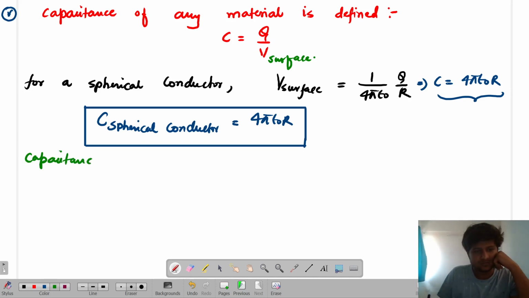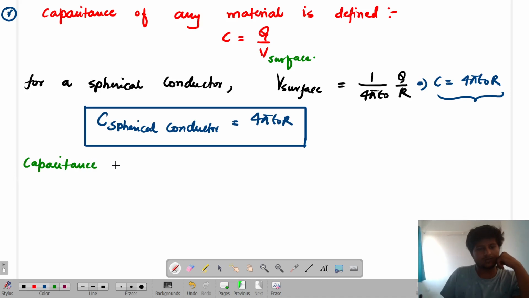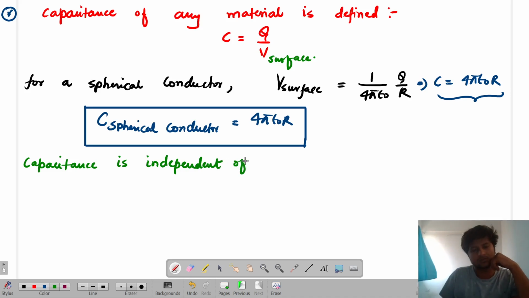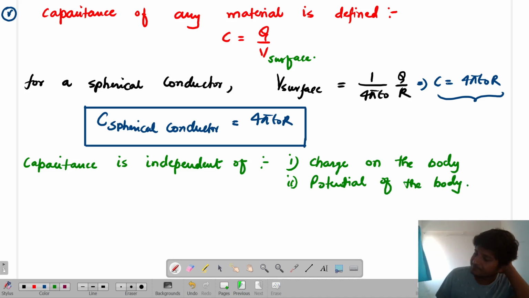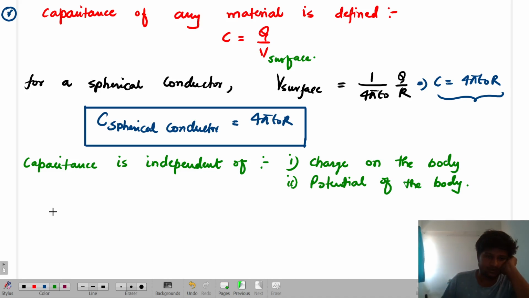Capacitance: although the formula of capacitance is given as Q by V, it is independent of the first thing, charge on the body, and the second thing, potential of the body. Is that clear? Capacitance is truly, totally independent of these things. But then the question arises: on which thing will it depend?